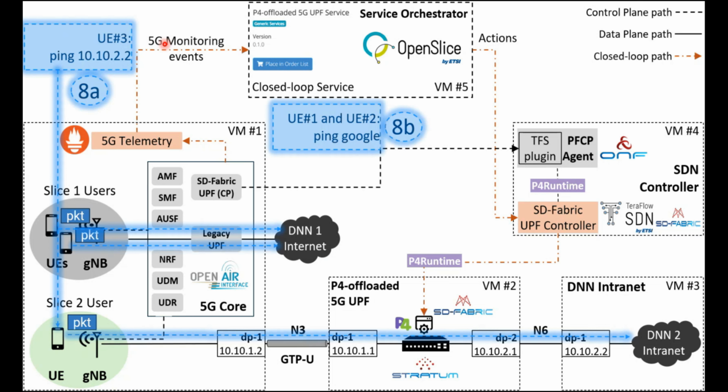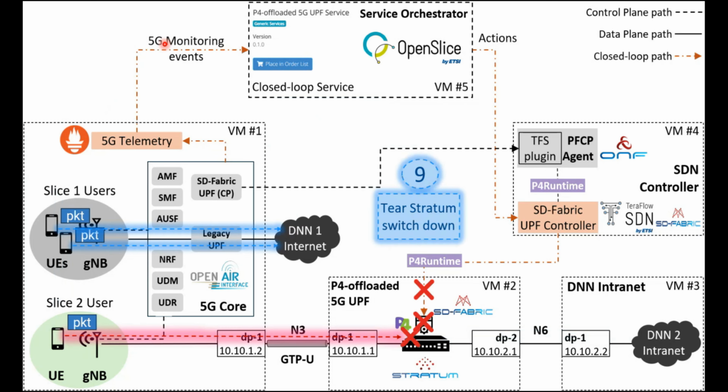In parallel, we also demonstrate that the legacy UPFs that we had previously started are still able to ping DNN1. So both types of UPFs coexist through the same 5G core. And if we attempt now to tear down the stratum switch, we will see eventually that the ping stops on the UPF side.